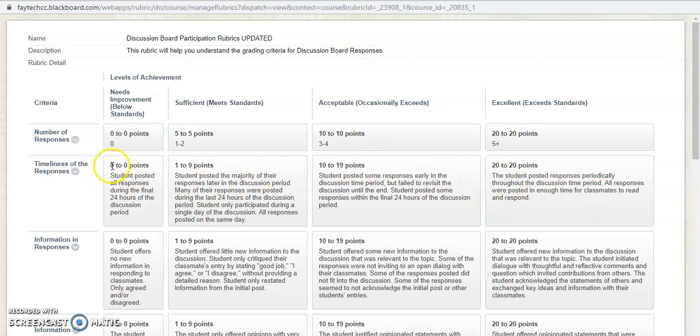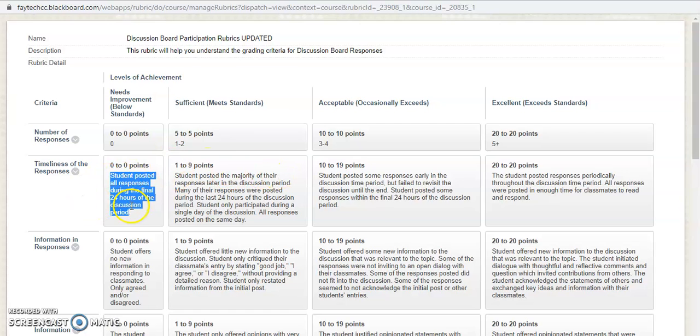So the way I want to explain this is from 0 on up. The first thing is that if you post all of your responses within the final 24 hours that the discussion was open, you'll receive 0 points on this line. This line is worth 20 points. So let's say that a discussion board is due on August 19th. If on August 19th, you go in and post all 5 of your responses, you will not earn any points on this line.